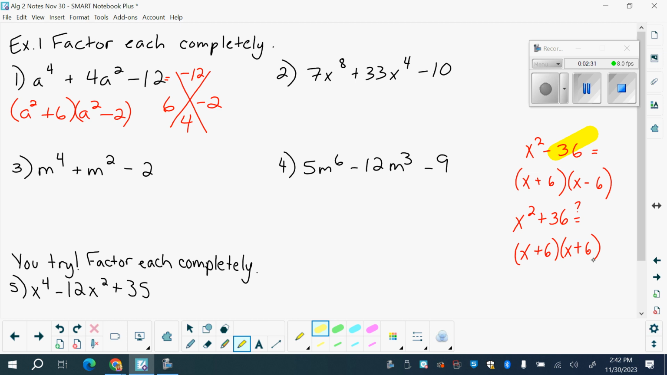Oh, it's negative. So it has to be negative because this here would give us x squared. X times x is x squared. And then 36, but we would get the 6x and the 6x. So this would give us 12x plus 36. So we can't factor it when there's an addition there. It has to be subtraction.